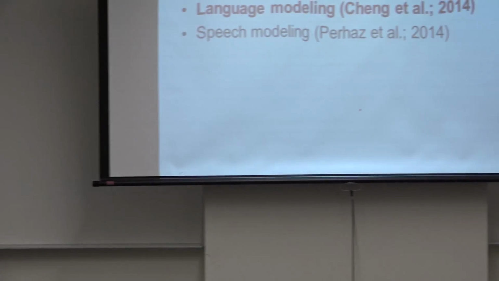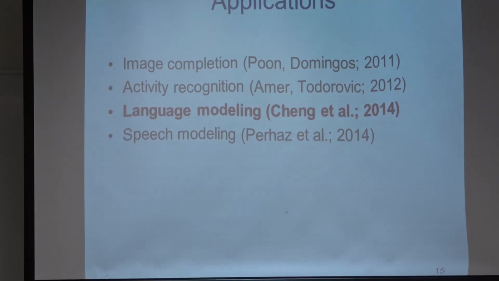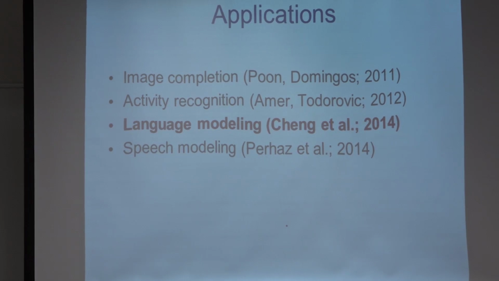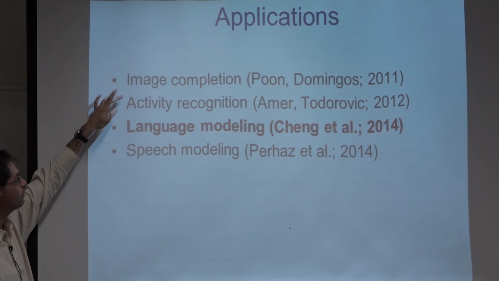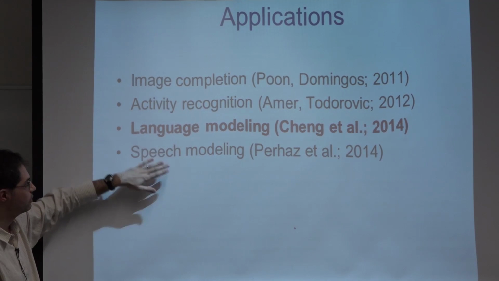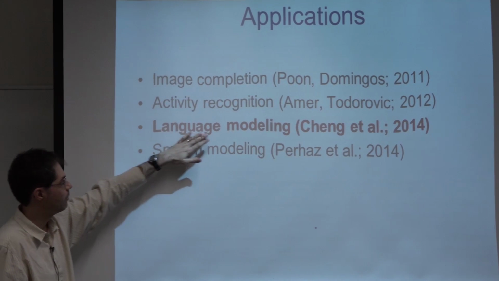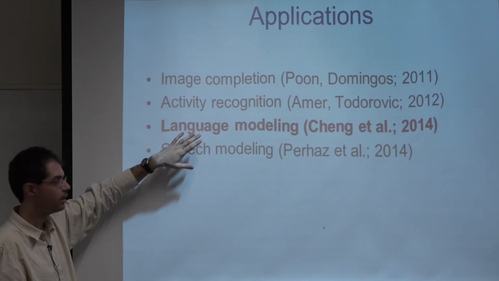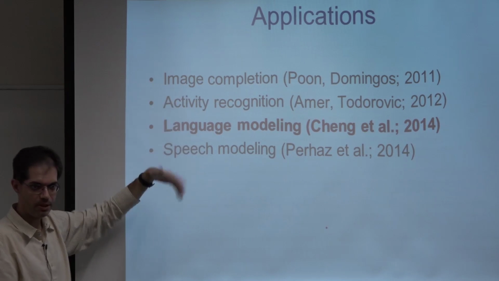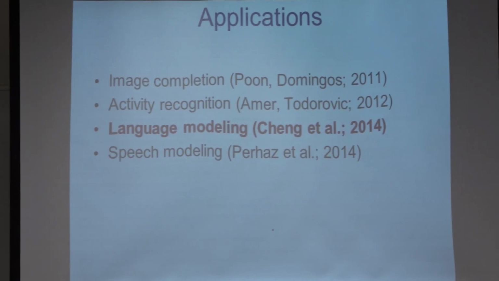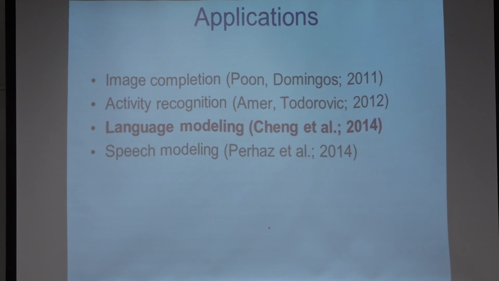Okay, so now I'll talk about one particular application. Some product networks have been applied in the context of image completion, activity recognition, language modeling, and speech modeling. I'll just focus on language modeling, but in any case it can be applied to many things, just to give you a sense of what can be done and how good they are.